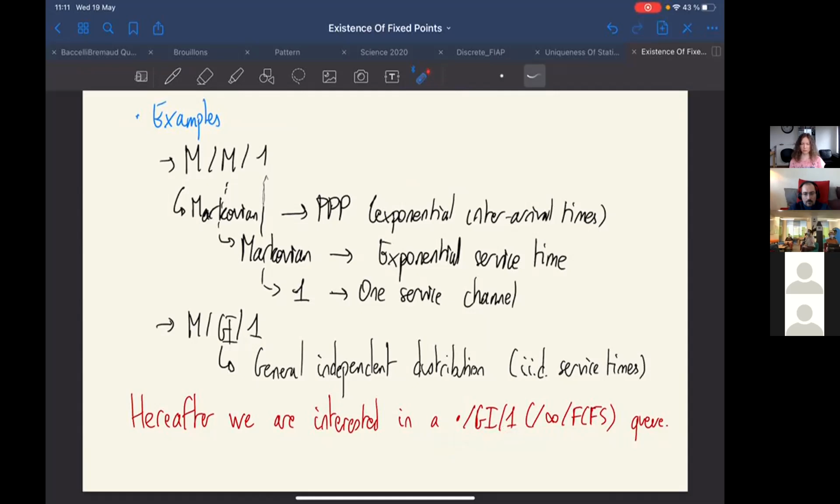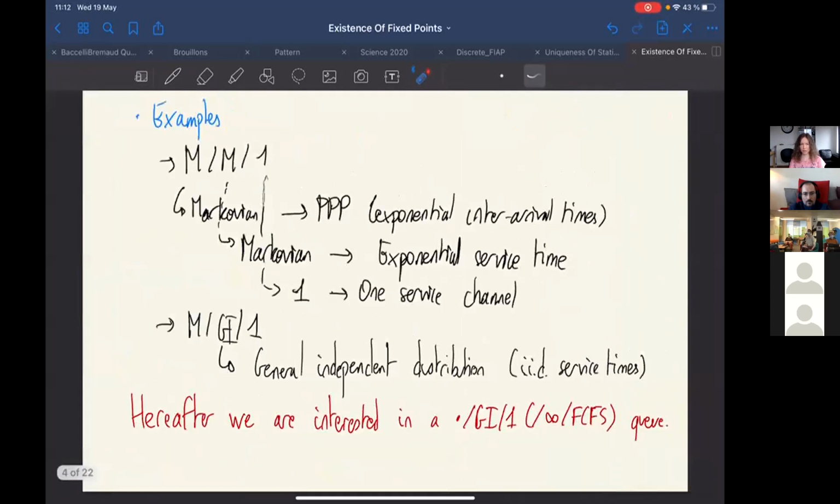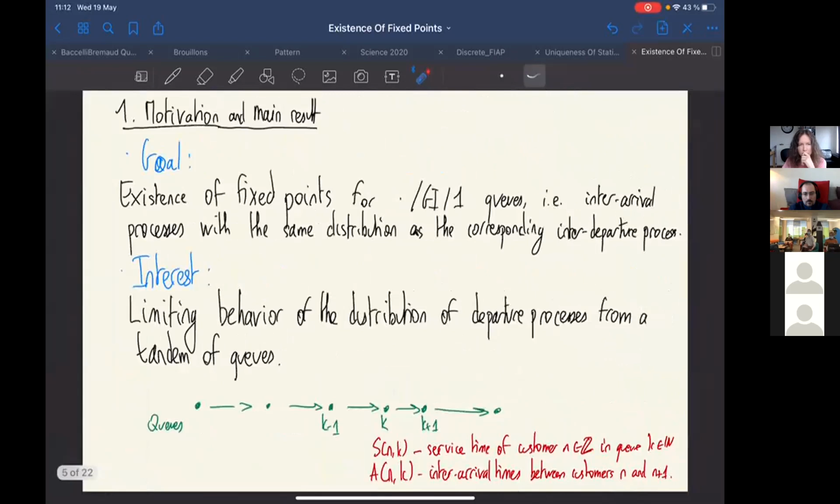Of course, there's an infinity missing here: the queue has infinite capacity, and it's on a first come first served basis, first in first out. Okay, so this is the basic object that we're going to be interested in. So now this has been an introduction about basics of queuing theory. Are there any questions about that?